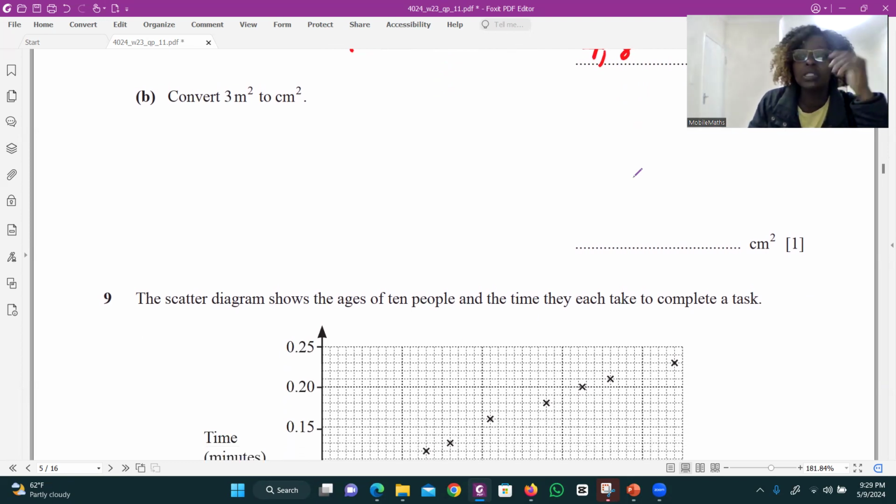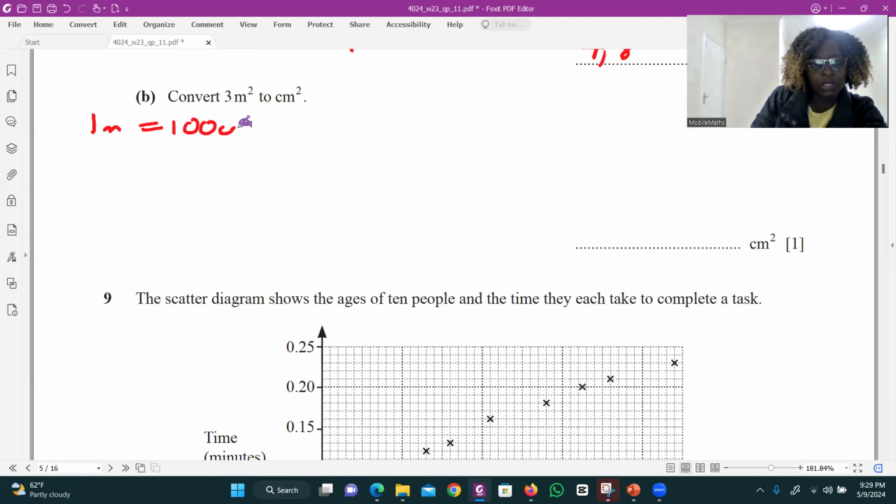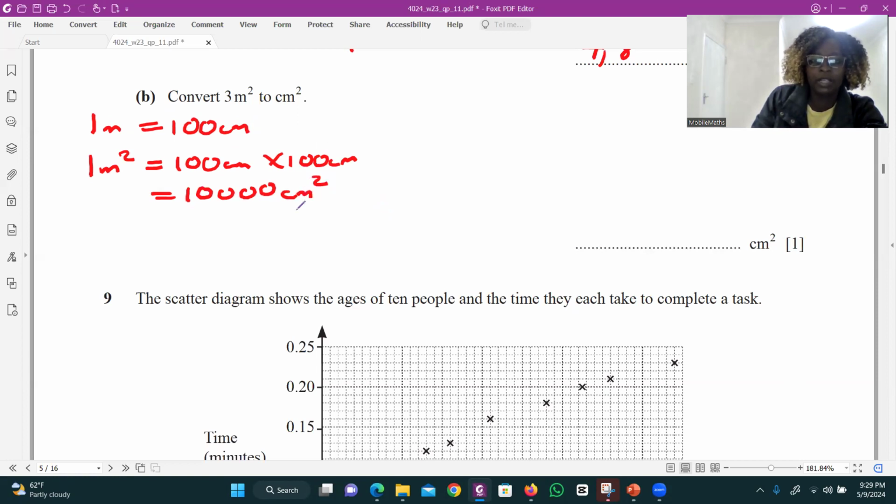3 meters squared to centimeters squared. So I'll start with centimeter. I can say 1 meter is equal to 100 centimeters. What about when we square it? So 1 meter squared is equal to 100 centimeters times 100 centimeters, which is equal to 10,000 centimeters squared. So that's the equivalent of 1 meter squared.